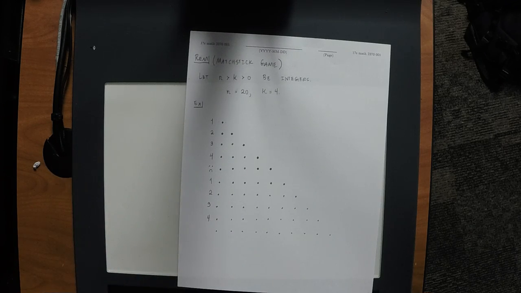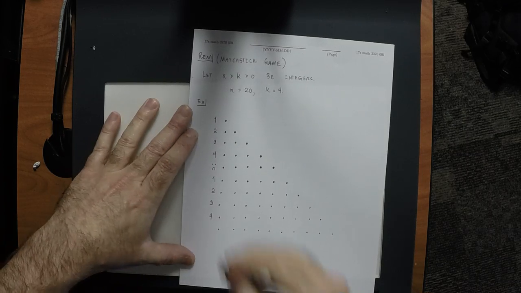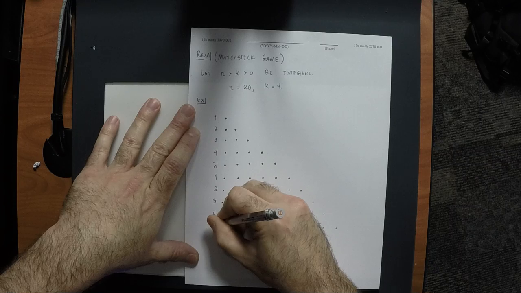So if there's 10 matchsticks, and you're allowed to take away one, two, three, or four, that means you're going to hand your opponent a pile of nine, eight, seven, or six matchsticks. And if they're playing optimally, they're going to take however many matchsticks is necessary to give you a pile of five. And then you're toast, right? They've got you. Okay, so now, this is a frowny face position.